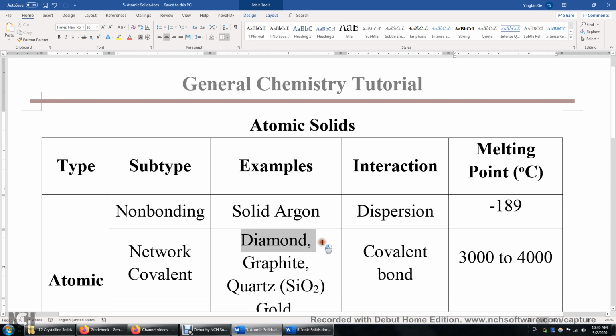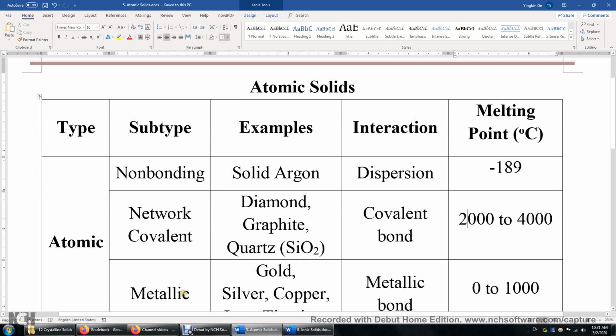I think diamond has a melting point of roughly 4,000, graphite roughly 3,600. Quartz is a bit lower. I think quartz has a melting point slightly lower than 2,000, but anyway, we'll just put a wider range here.